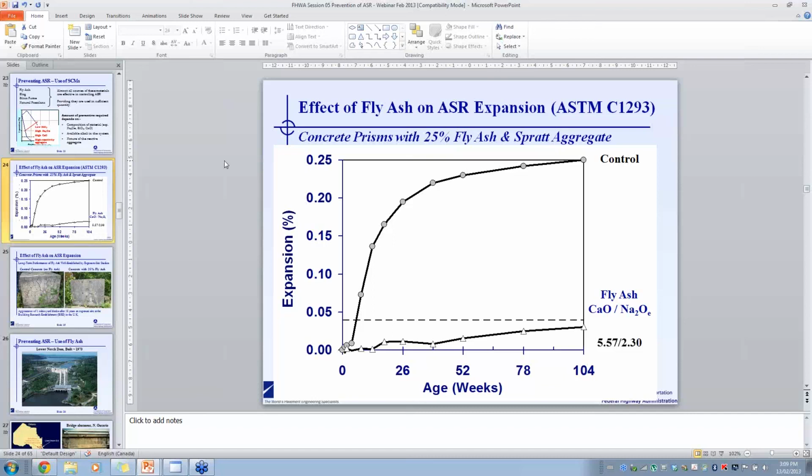But generally, the fly ash is free from any of those processes. It's still produced from bituminous coal. It's going to be the same as the fly ashes that were used 50 years ago.